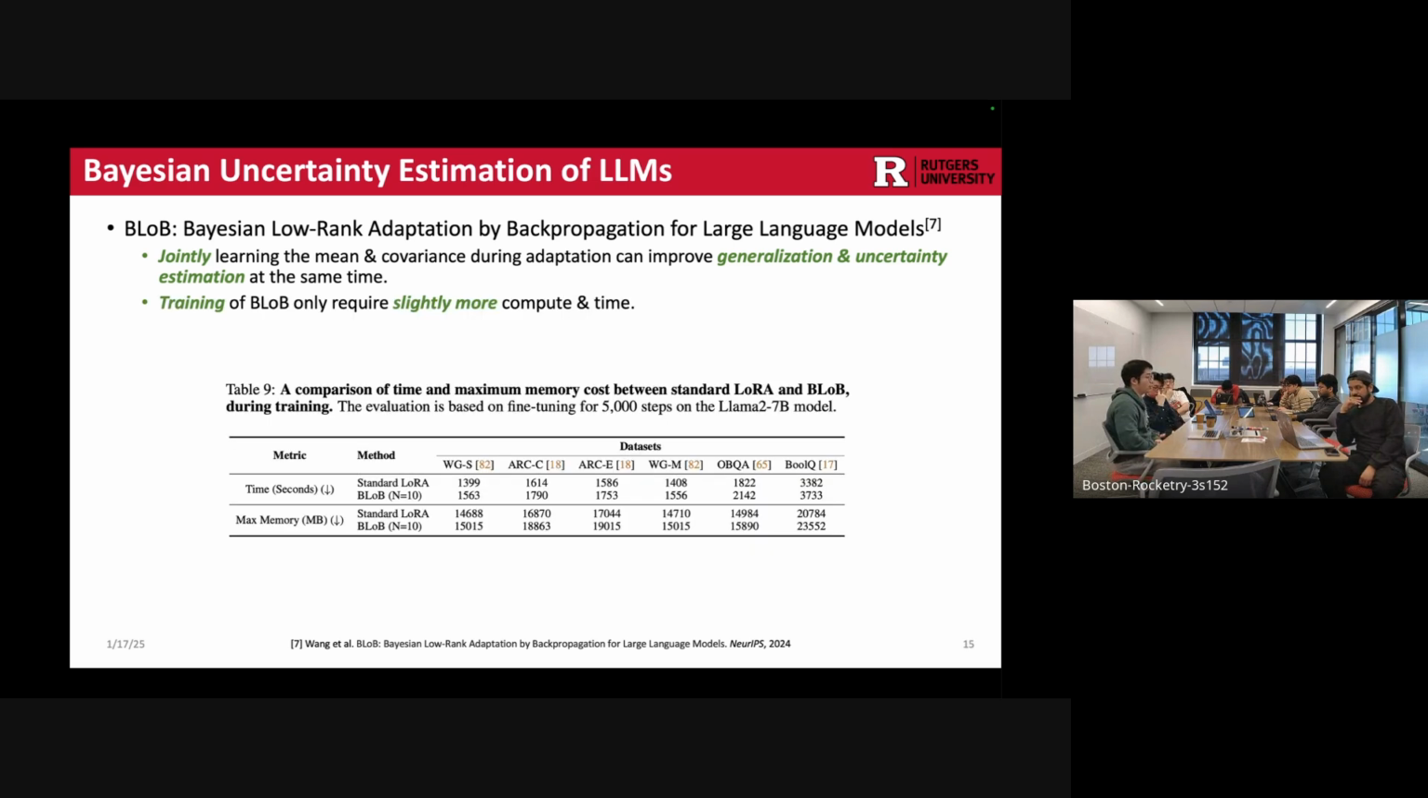So the next observation that we have is that training of the blob only requires slightly more computing time. This is the standard LoRA when you're doing the fine tuning, and this is the training time. If you compare it, of course, it's a little bit slower, but it's comparable. And the memory consumption of blob is still comparable to the standard LoRA.